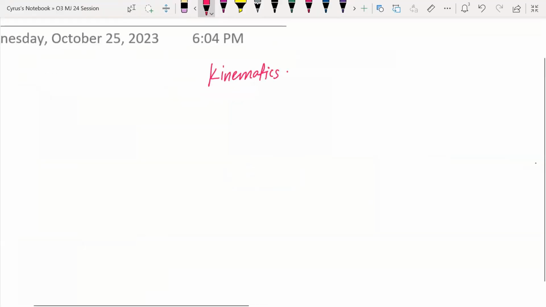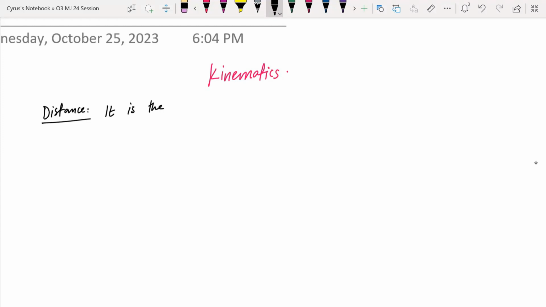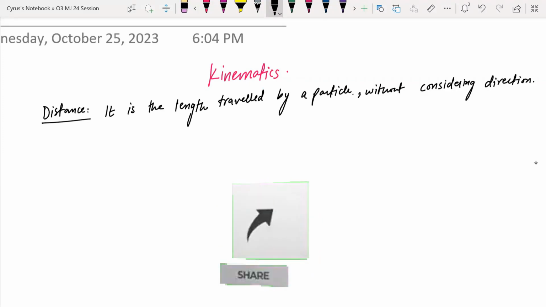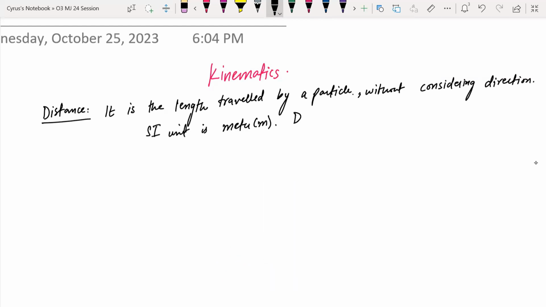And what is kinematics? First of all, I'm going to talk about the distance. And what is distance? It is the length traveled by a particle, without considering the direction. Because we are not considering the direction. SI unit is meter and distance is a scalar.